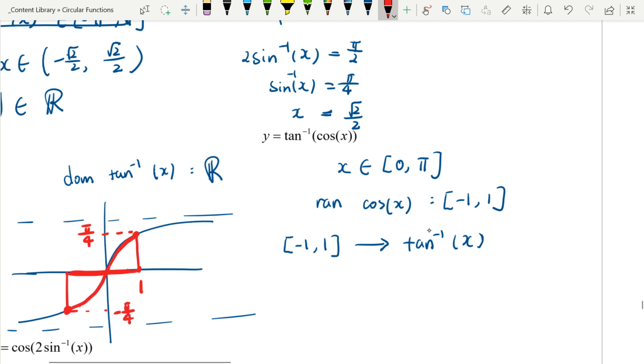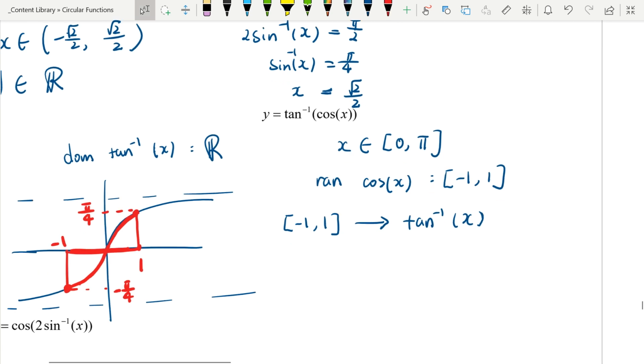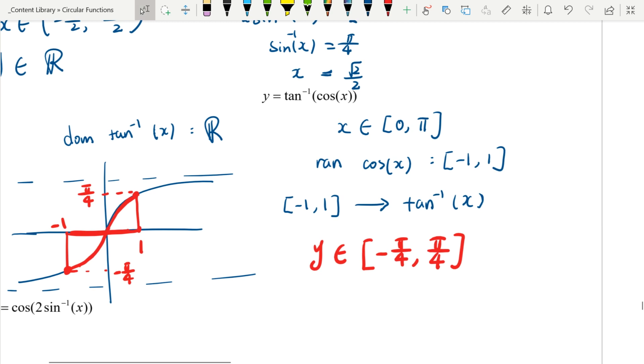So the function I can produce out is only this red part of the graph because I don't have domain of R. I only have domain from negative 1 to 1. So the range for this function will only become minus pi on 4 to pi on 4. I can't produce anything else other than that. The full range for tan inverse should be negative pi on 2 to pi on 2, but because I don't have all the domain, I can't have those two sides.